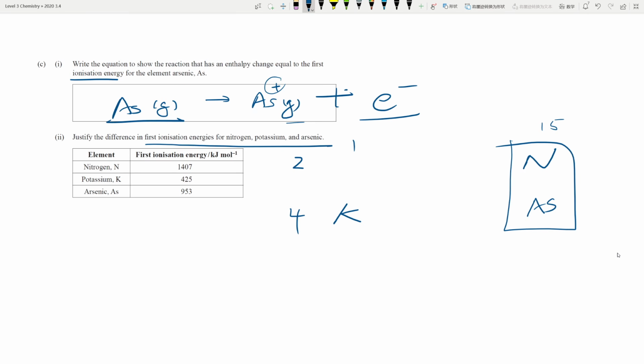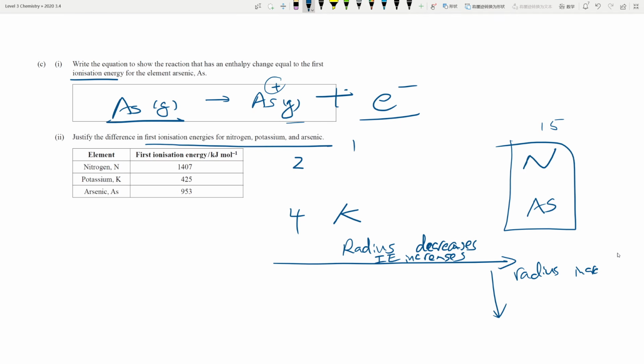As you go across the periodic table, the radius decreases because there's more force of attraction on the valence electrons, with an equal amount of shielding but more protons. Radius decreases, ionization energy increases because it is harder to remove an electron. As you go down the group, the radius increases, and the ionization energy decreases because it takes less energy to remove them.